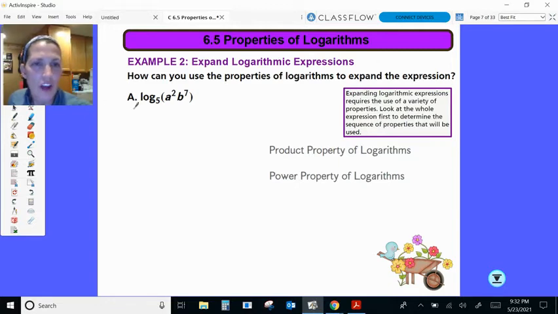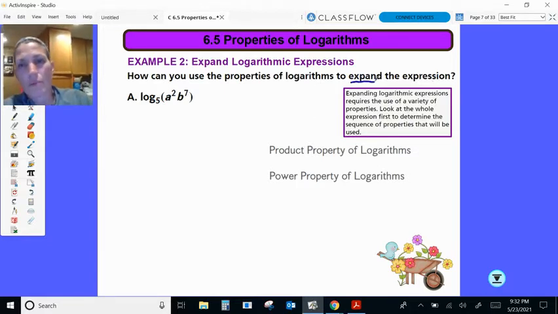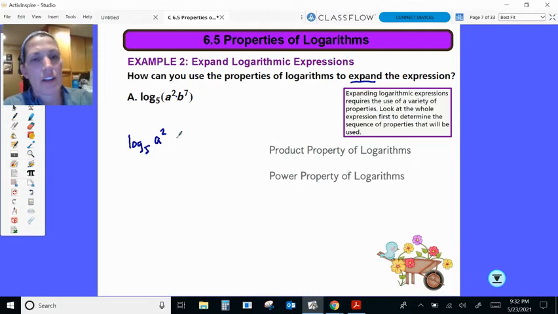So we have log base 5 of a squared times b to the 7th. How can I use the properties of logarithms to expand this expression? So we want it to get big, we want more logs. Well, this is the product property, right? So it's a squared times b to the 7th. So we're going to expand that to log base 5 of a squared plus log base 5 of b to the 7th. Okay, so that's my product property, the addition.